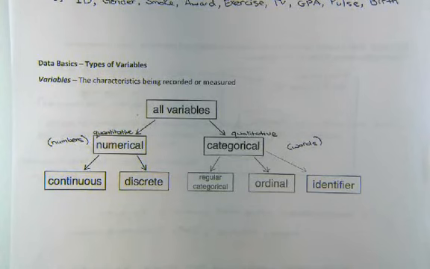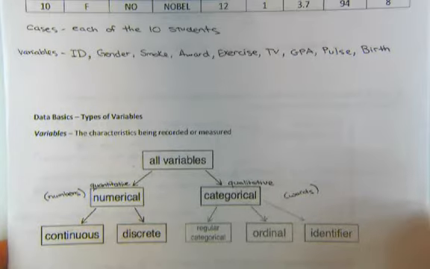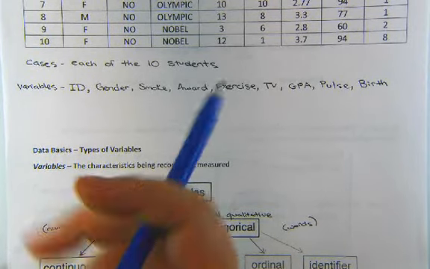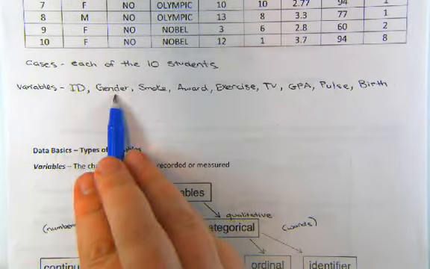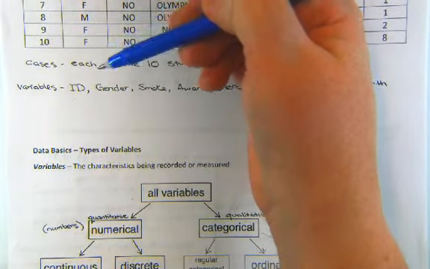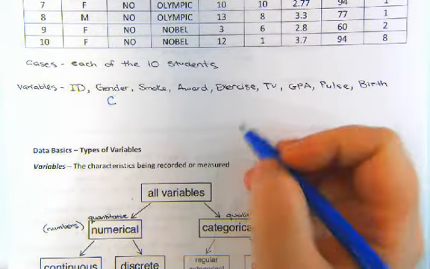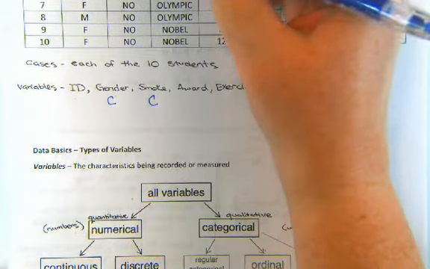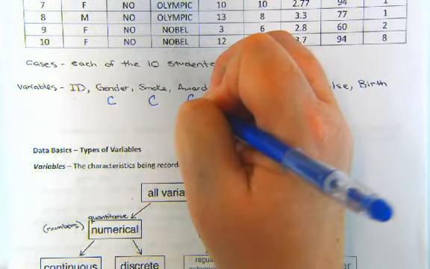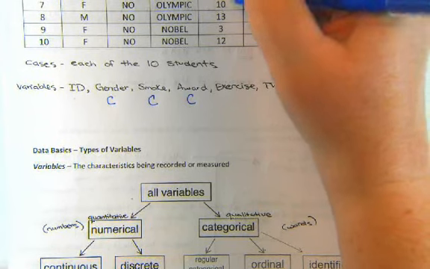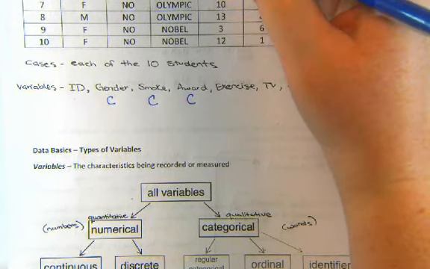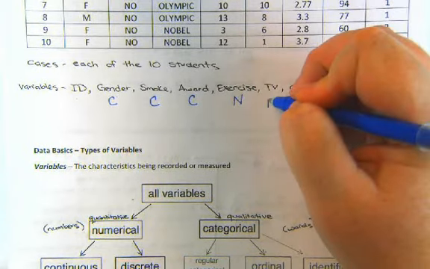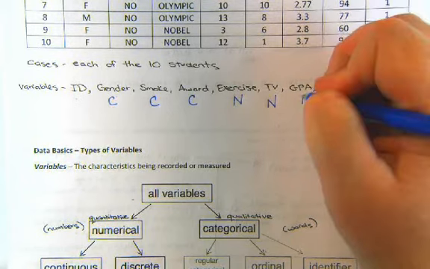So if we go back above, kind of look at describing further these variables that we have. So ID is kind of a special one, so let's put that one on hold. But gender, they're answering male versus female, so that would be categorical. Whether or not they smoke, they're answering in words, yes versus no, that would be categorical. Awards, they're also answering in words. Then when we get to exercise, they're answering with a numerical value, something that they measured or counted throughout the week. So this would be numerical, TV would also be numerical, GPA would be numerical, pulse, numerical.